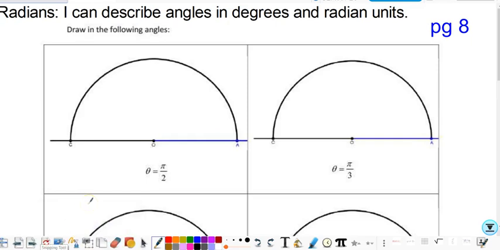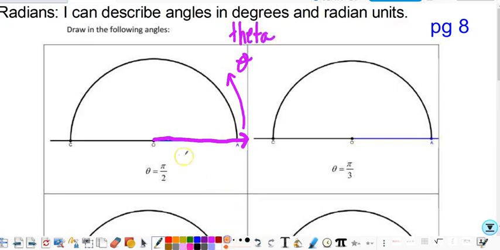So for our last part on page 8, we are going to draw some angles in radians. An important part of drawing angles, and we're going to get into this in our next lesson, is the initial ray is over here on the positive x-axis. And we're going to rotate counterclockwise. So our theta is going to rotate counterclockwise. This is the Greek letter theta.